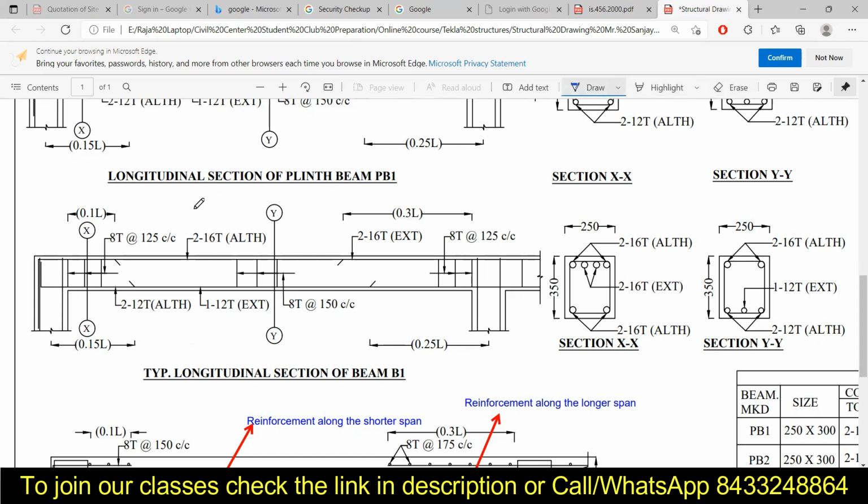If I draw it, we provide an extra reinforcement of 0.1 L on the top if it is a discontinuous beam, and if it is a continuous beam, we provide a length of 0.3 L. In the middle, we measure the distance of 0.25 L for the continuous end and 0.15 L for the discontinuous end, and we provide the extra reinforcement in the middle. I guess this concept is quite clear to all of you.